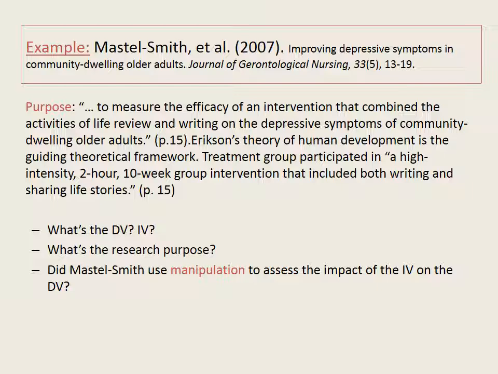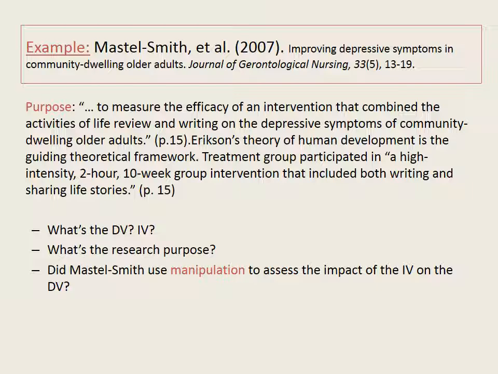So here is an example from an article, from an old one. Improving depressive symptoms in community-dwelling older adults. This is from the Journal of Gerontological Nursing. The purpose of the study was to measure the efficacy of an intervention that combined the activities of life review and writing on the depressive symptoms of community-dwelling older adults. Erickson's theory of human development is the guiding theoretical framework.